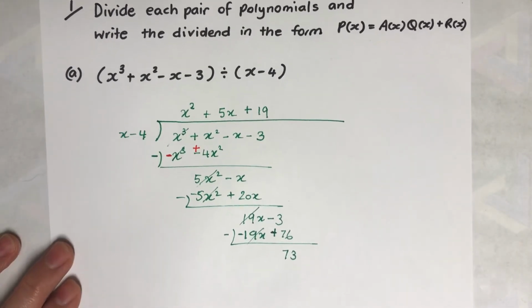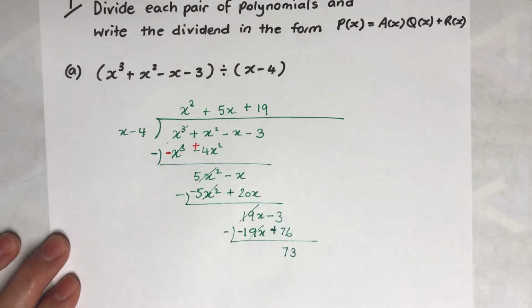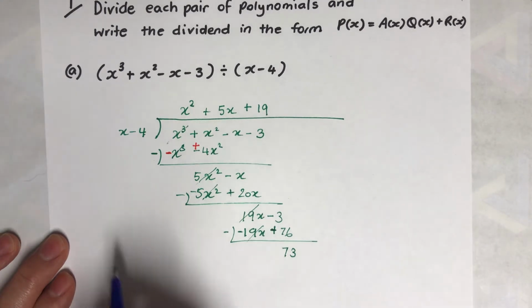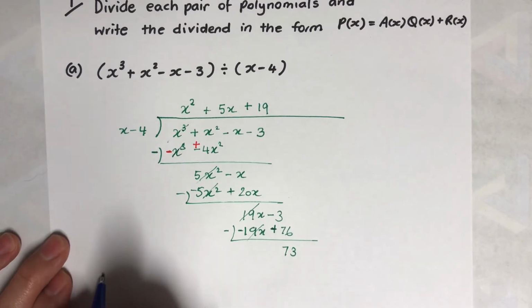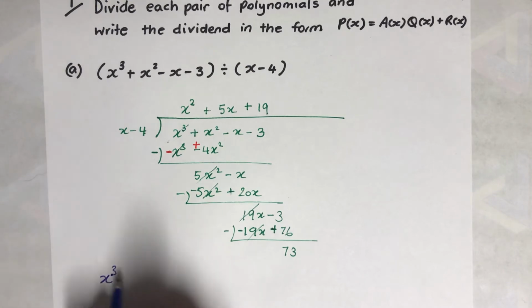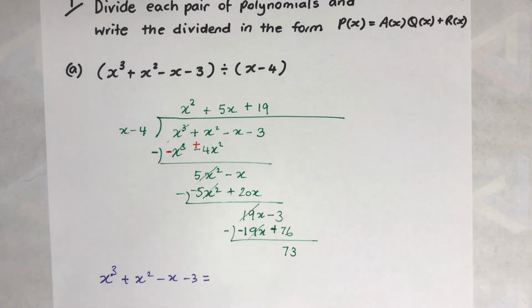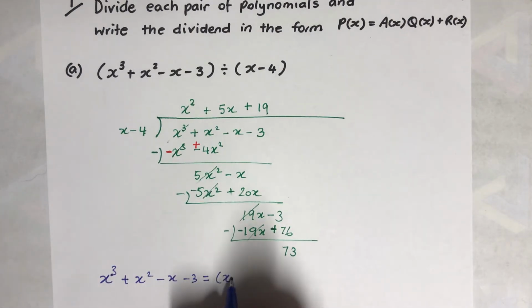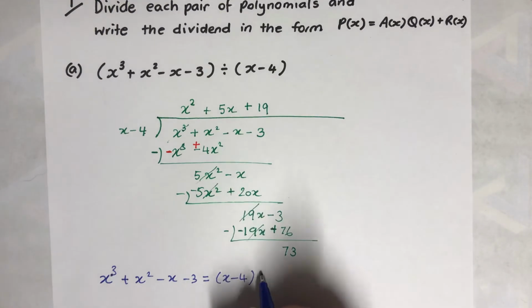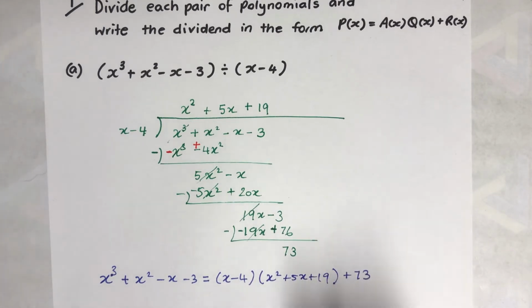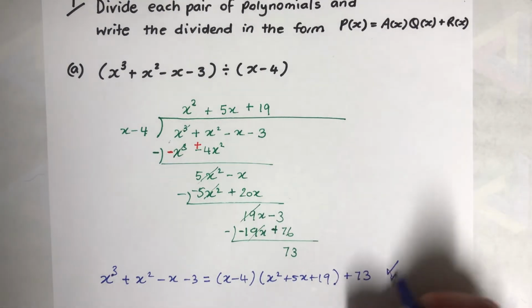Okay, so that's not it. We have to write the dividend in the form p of x equals a of x times q of x plus r of x. So I'm going to write it down. The dividend was x cubed plus x squared minus x minus 3 equals, now divisor, and quotient, and remainder, plus 73. Now if you actually expand this, you will get this. Okay, so that's it done.